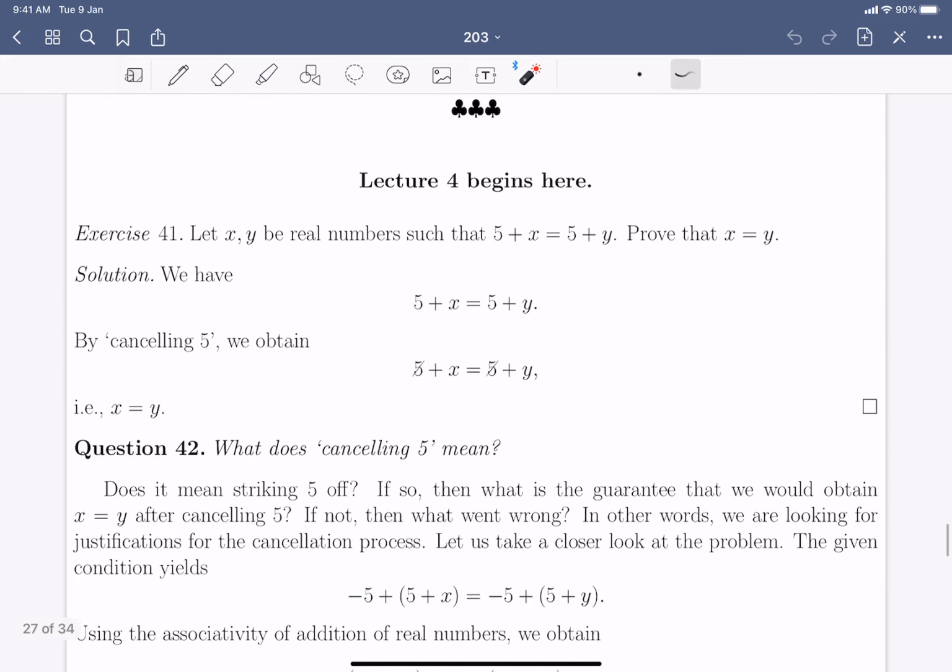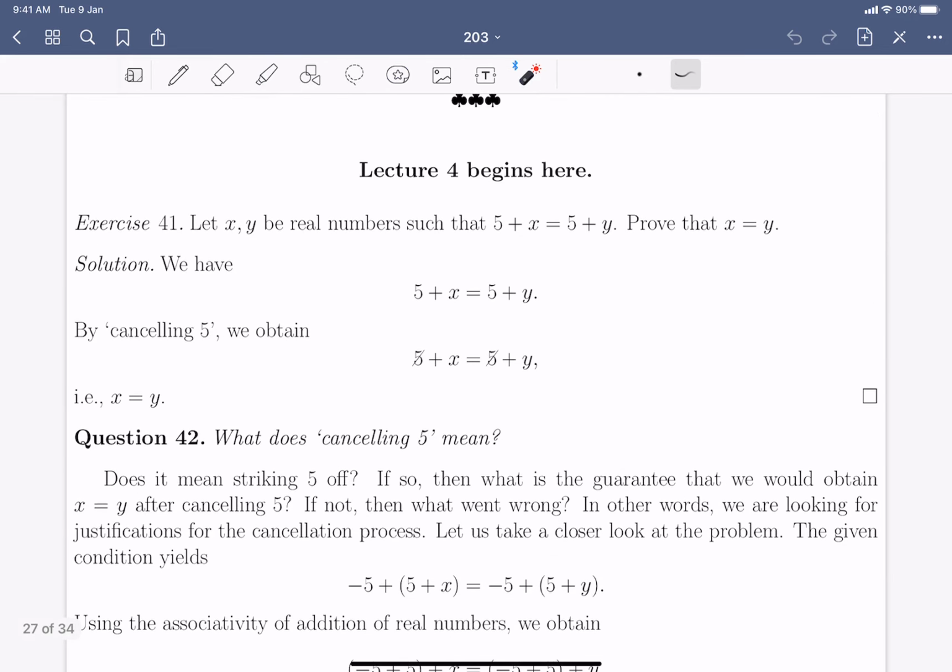Now let's try to do something elementary which we are familiar with for several years. Here is a problem. If x and y are real numbers such that 5 plus x is equal to 5 plus y, then you have to show that x is equal to y. This is quite easy, because you can just cancel 5 from both sides. And then you immediately get x equal to y, right? You get it by cancelling 5.